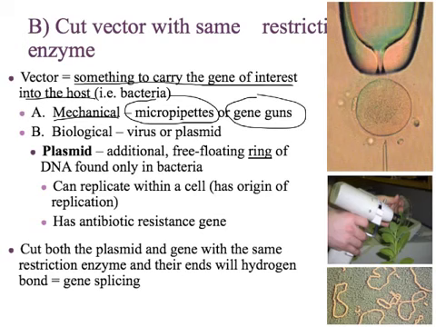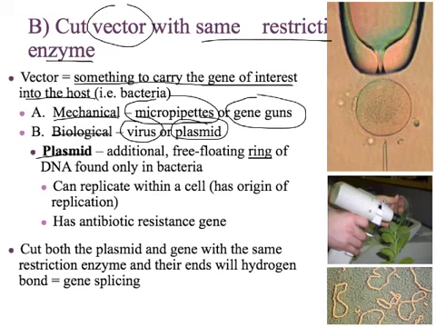We're going to be a lot more interested in biological vectors. So I could, for example, put my human gene of interest into a virus, or I can put it onto a plasmid. Remember that plasmids were those little tiny extra chromosomes found in bacteria. So now what we're going to do is, we used a restriction enzyme to cut up my gene of interest. I'm going to use the same restriction enzyme now to cut up my vector. So I can take a plasmid, that additional free-floating ring of DNA found in bacteria. If I cut it with the same restriction enzyme, it will have the same sticky end as my gene of interest does.